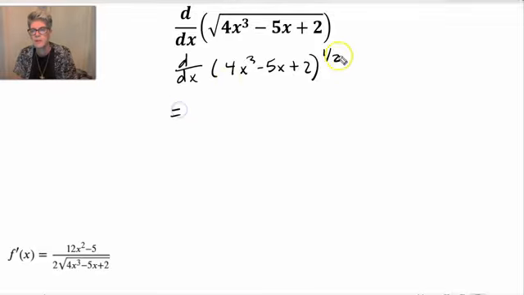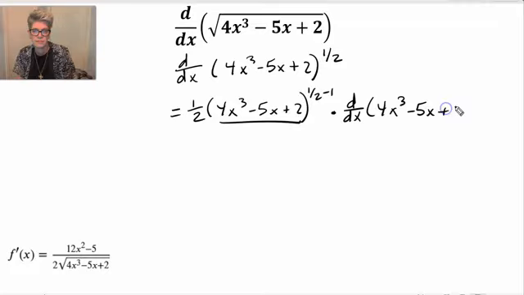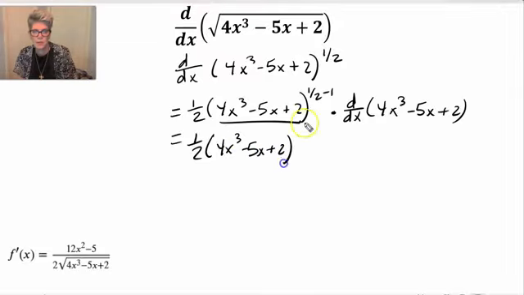So the derivative is going to be, the power comes out the front, and then the new exponent is going to be the original 1/2 minus 1. But we're not done. What you have to do next is multiply that by the derivative of everything that was inside the parentheses. So now this is going to be, and 1/2 minus 1 is minus 1/2.